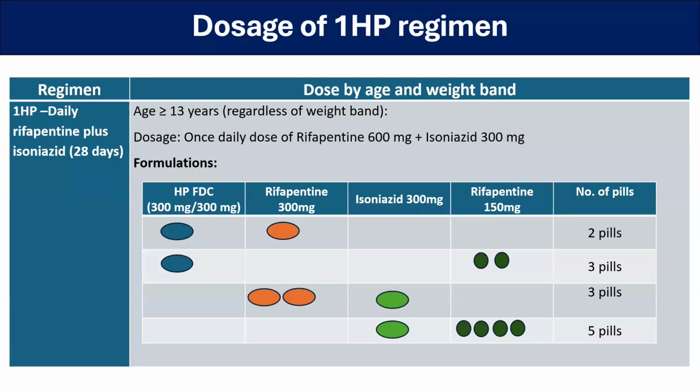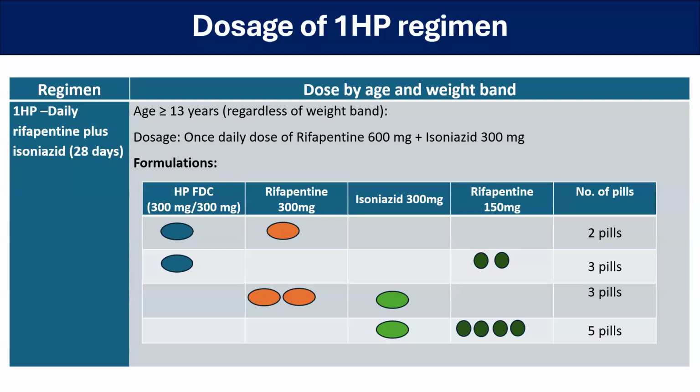So dosage: based on the dosage of the pill, the illustration gives you the number of pills that need to be taken based on the dosage available. Once daily rifampicin 600 mg, isoniazid 300 mg. It all depends on what FDC you have. I think the program right now has 1HP as an FDC of 300 mg isoniazid and 300 mg rifampicin, but an additional dose of rifampicin 300 mg has to be given. Depending on the dosage, the number of pills changes.